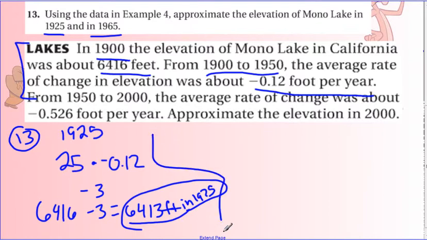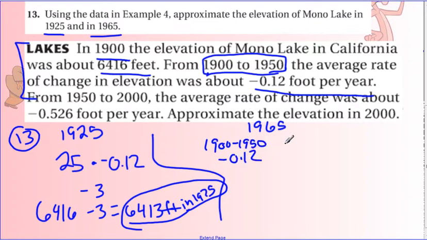Good so far? All right. Now it wants us to find the height in 1965. Okay, so we're going to need to do some of this math again because we have to figure out the change from 1900 to 1950, and then from 1950 to, what's the question? 65. The change was almost half a foot a year.